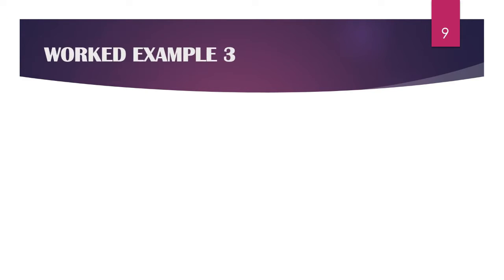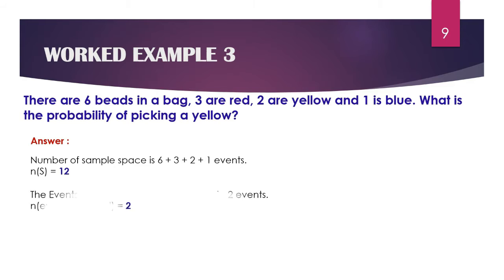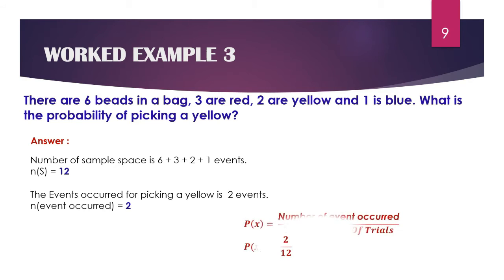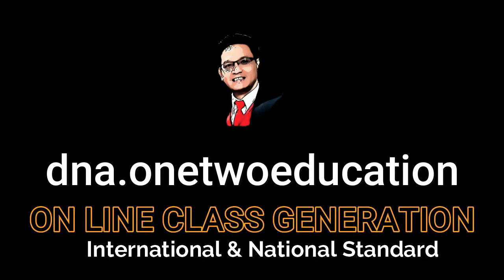Okay, worked example 3. The probability of picking something. There are 6 beads in a bag, 3 are red, 2 are yellow, and 1 is blue. What is the probability of picking a yellow? Number of sample space is 12. 6 plus 3 plus 2 plus 1. And the events occurred for picking a yellow is 2 events. Okay, so the probability is 2/10.